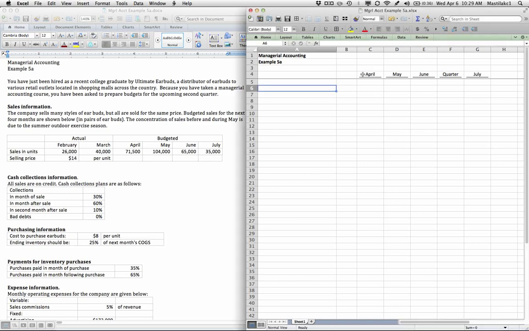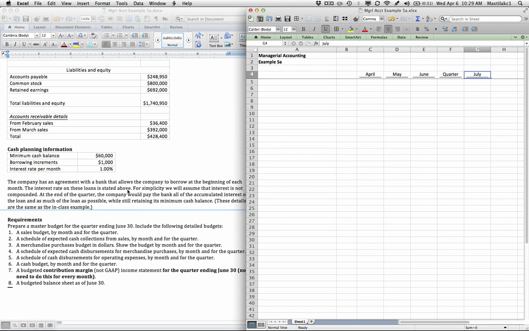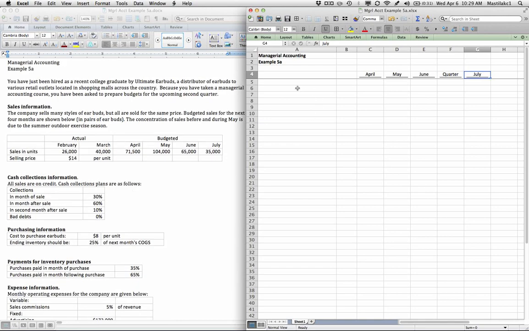What I've done is I've set up columns for each month, April, May, and June, and then a separate column for the quarter. So this would be quarter two as a whole. And because some of the information that will affect our second quarter budget actually comes from outside the second quarter, I have a column for the month of July here as well. The first thing we're asked to do is to create a sales budget. That's the first part of our master budget.